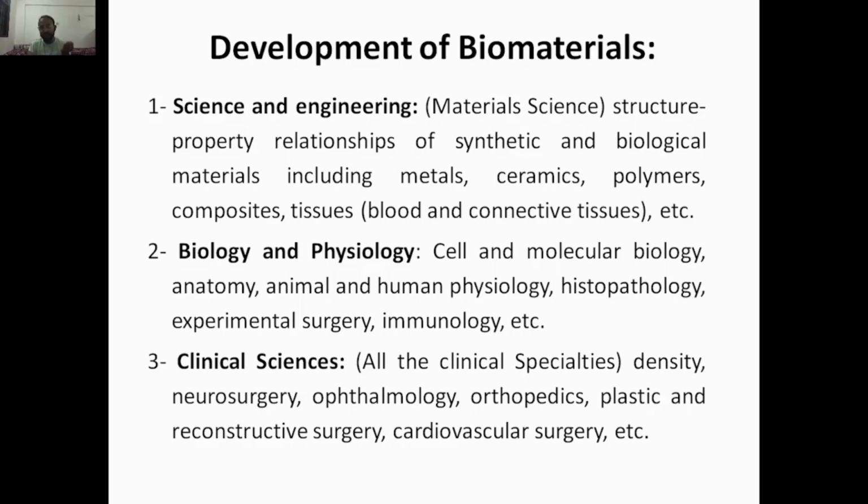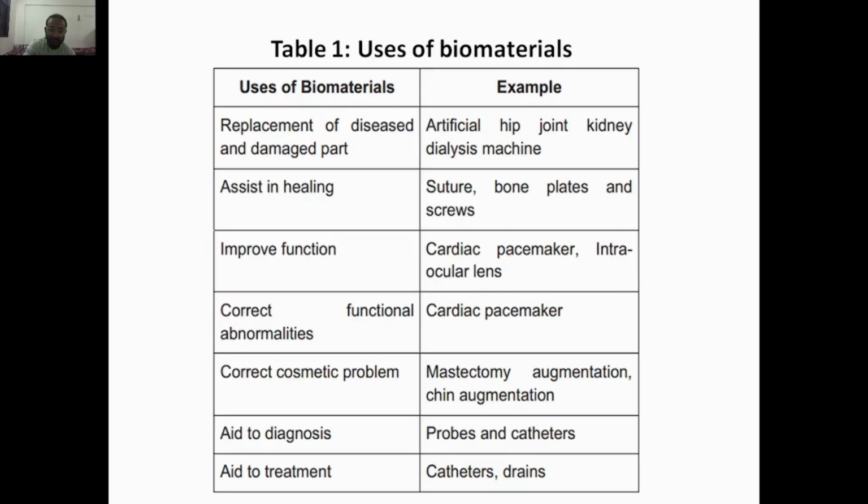Then comes the biology and physiology, and what are the biological processes which are involved in the cardiovascular system. So that has to be studied. And the clinical sciences, again, how exactly the heart is going to behave or respond to this particular connective tissue or whatever you are developing, that is also very important. So that's how for the development of biomaterials you need science and engineering, you need biology and physiology, you need assistance from the clinical sciences also.